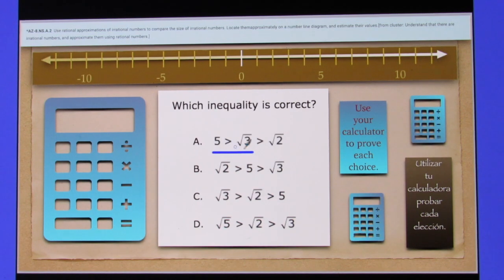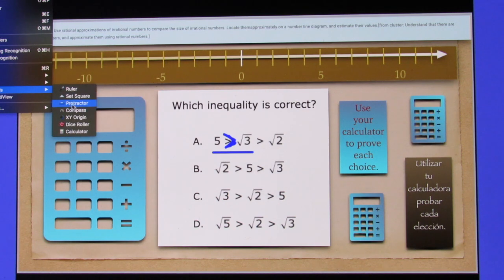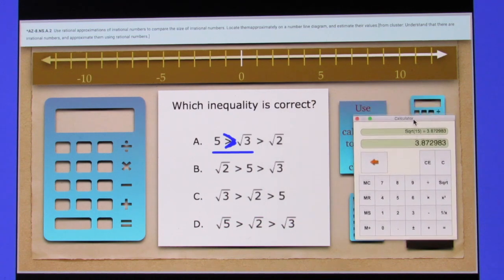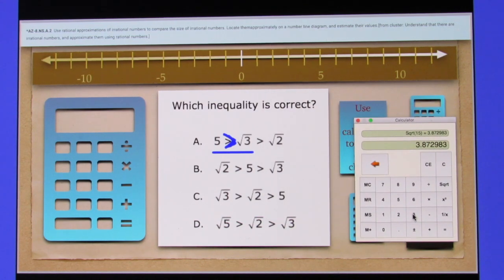So the 5 is bigger than the square root of 3. We all learned that the alligator wants the bigger number. So let's find out what the square root of 3 is. It's pretty obvious, I think, if you have the number sense that most of my students do. Where is my calculator? There it is. Okay. So the square root of 3, and I'll write that down if I have a scratch paper or something. I want to know what the square root of 3 is. That's 1.7.